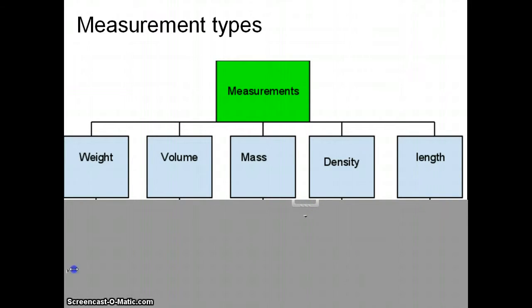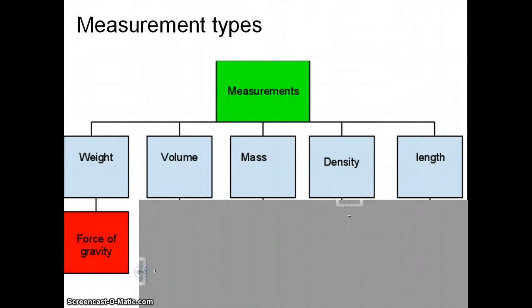So what are these? Well, weight is a measurement of the force of gravity on an object. This is going to change depending on what planet or wherever you are in the universe. The weight on the moon is going to be different than the weight on Earth. And so weight is the measurement of that force on an object, the force pulling objects to the center of the planet.